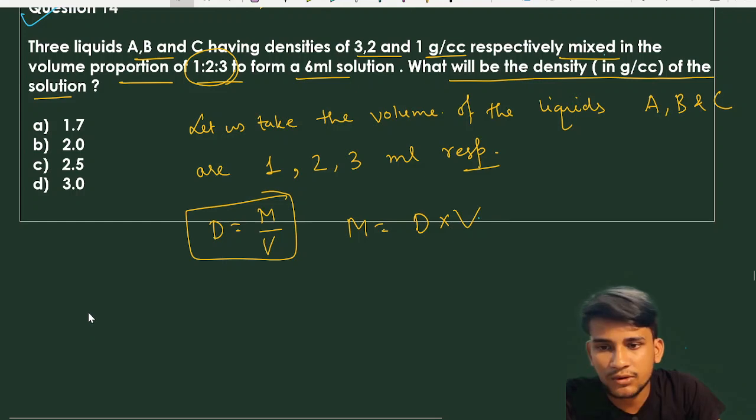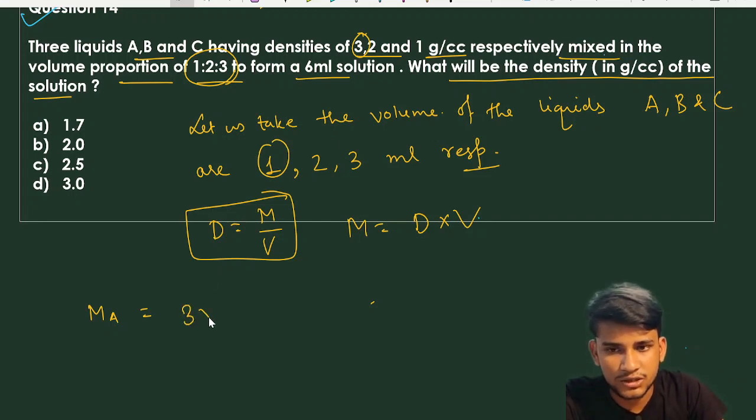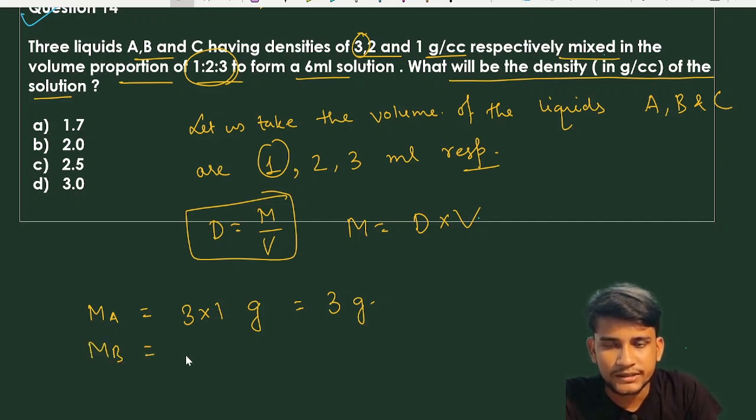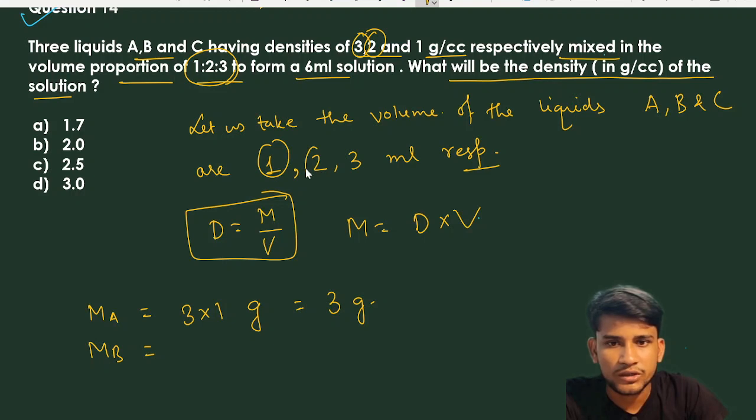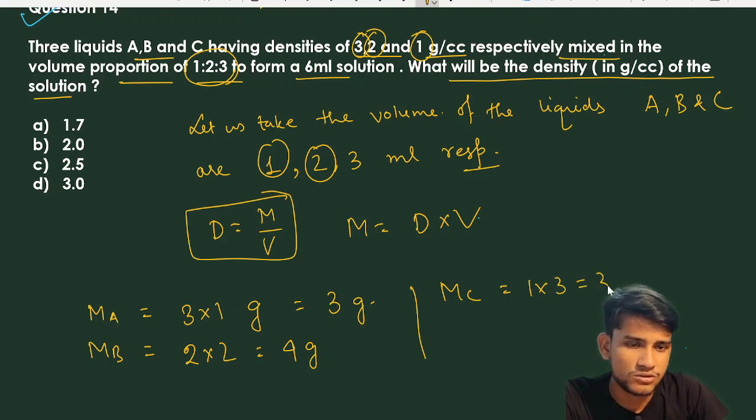Mass of liquid A equals density into volume, that is 3 into 1, which is equal to 3 g. Mass of liquid B equals 2 into 2, which is 4 g. And mass of C equals 1 into 3, which is 3 g.